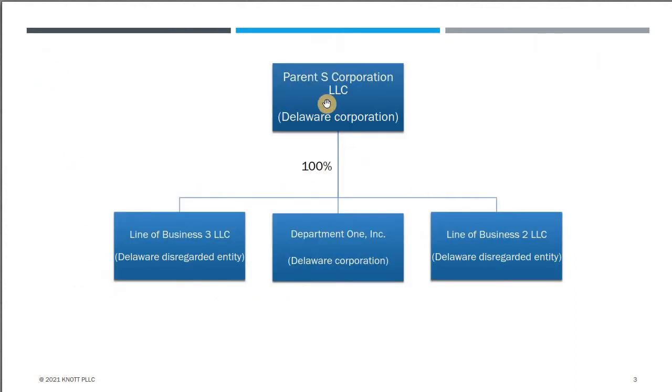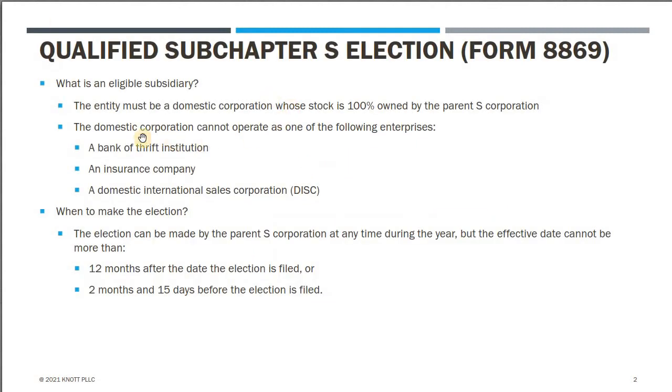So in this example here, if for some reason the parent only owned, let's say 90%, and then the other 10% of this stock was owned by some other third party up here, you couldn't make this election. You've got to own 100% of the stock. The other important piece here is it has to be a domestic corporation, right?